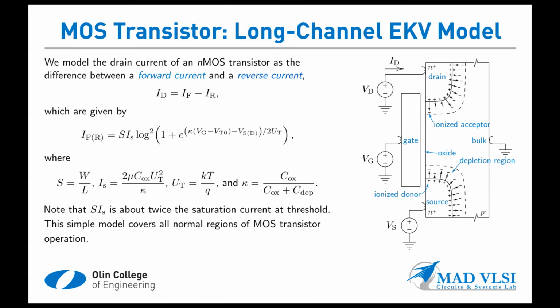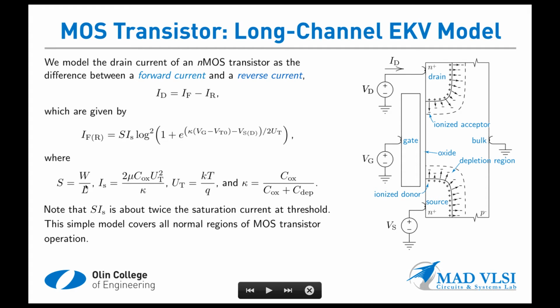So this is a different slide deck than the one we were working through, which I made more recently, which I like a lot better. So here, ID is the current that we had called I before. It's the drain current. It is expressed in terms of the difference between a forward current component and a reverse current component. The forward current component has this expression involving the source, and the reverse current has the same expression, only it involves the drain voltage. So it's S Is times log squared 1 plus e to the kappa Vg minus Vt0 minus Vs or Vd, depending on whether you're talking about the forward current or the reverse current, over 2 Ut.